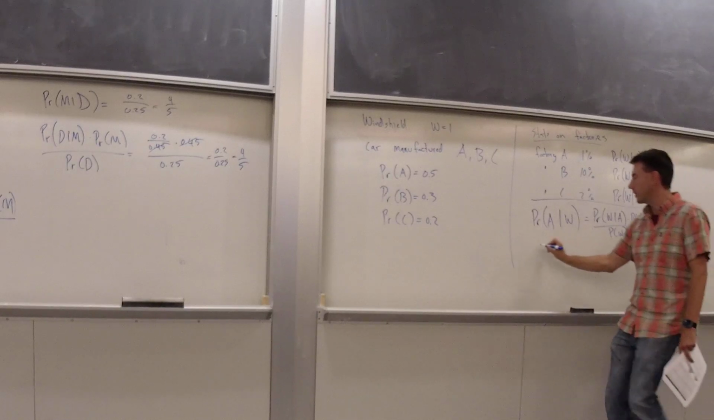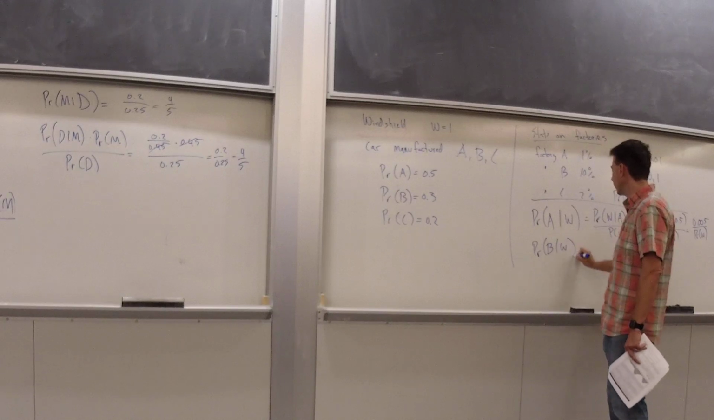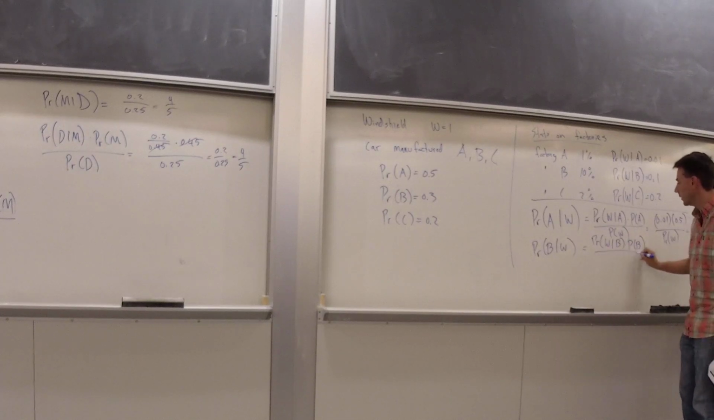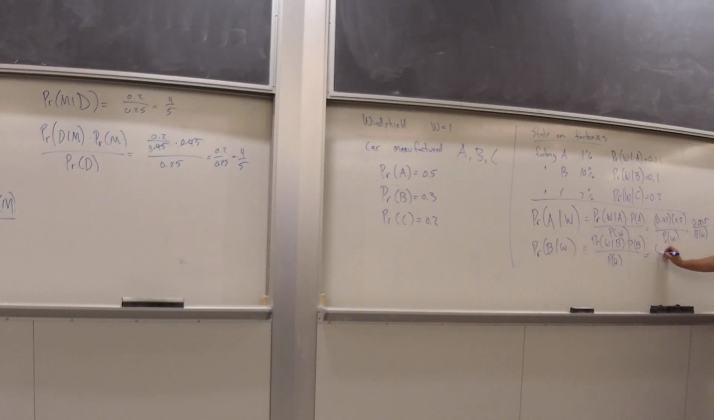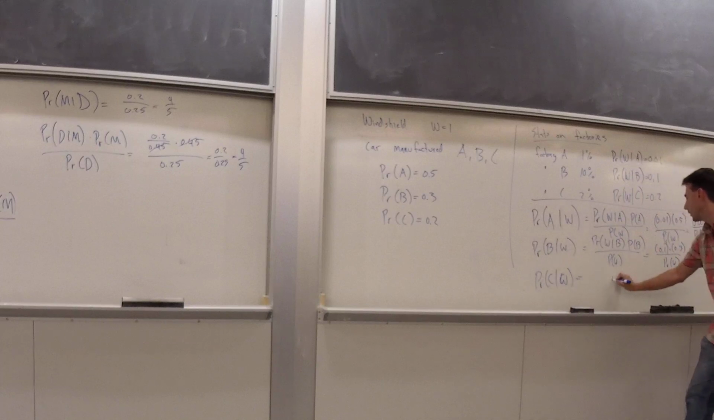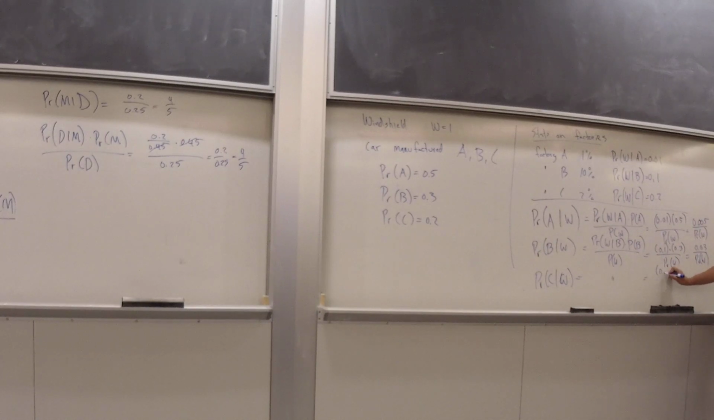Okay. And I can do the same thing for the probability of B given W, which is the probability the windshield is cracked given it's from B, times the probability of B, divided by the probability of W. So it's 0.1 times 0.3 divided by the probability of W. This is now 0.03. And then the same thing for factory C. This is 0.02 times 0.2, divided by the probability of W.